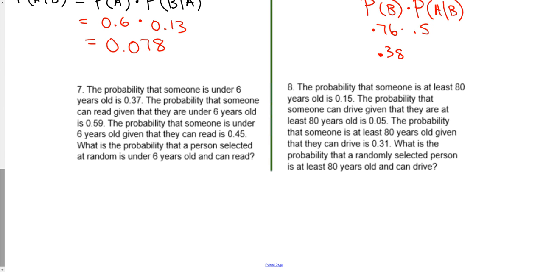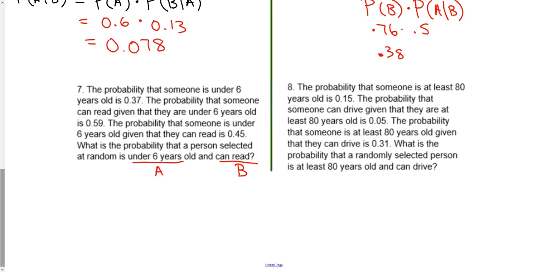It says the probability that someone is under 6 years old is 0.37. The probability that someone can read given that they are under 6 years old is 0.59. The probability that someone is under 6 years old given that they can read is 0.45. What is the probability of a person selected at random is under 6 years old and can read? Now, guys, I have a secret for you. Read the very last sentence. You know our formulas, they only have two events, right? A and B. So let's label them. Let's make under 6 years old event A, and then they can read, we'll make that B.